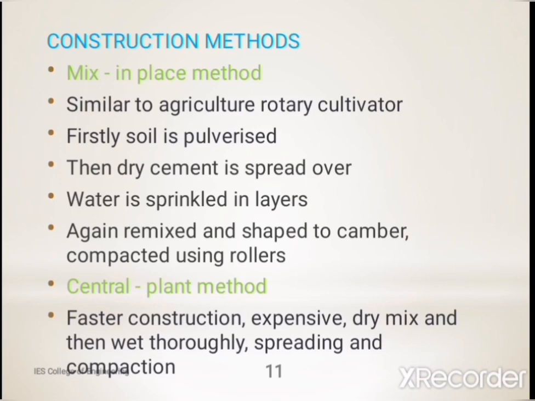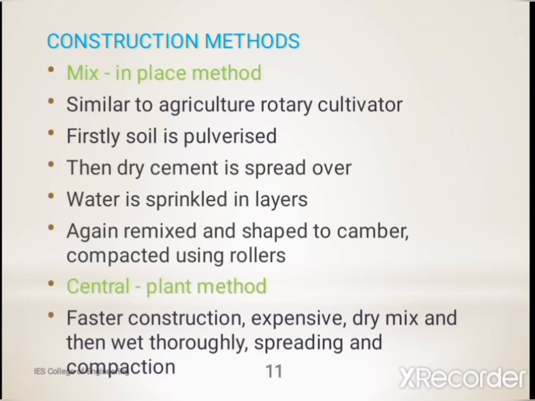Next is construction methods of cement stabilization. There are two types of construction methods. They are mix-in-place method and central plant method. Mix-in-place method is similar to an agriculture rotary cultivator. First, the soil is pulverized. Then, dry cement is spread over the soil. After that, water is sprinkled in layers. Then again it is remixed and shaped to camber. And finally it is compacted using rollers.